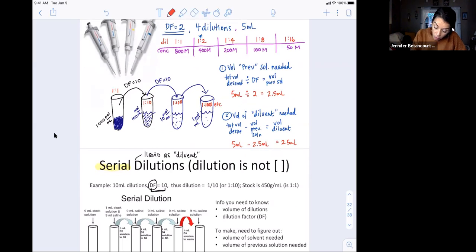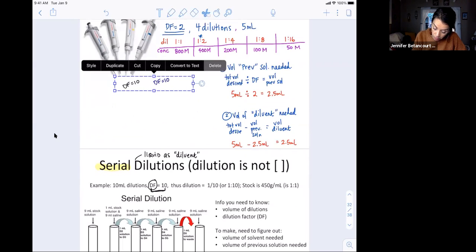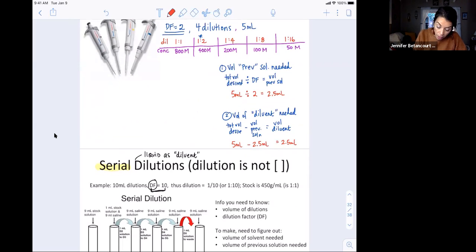Okay, so I'm going to go ahead and delete this little cartoon that I drew here so we have space. Delete. Okay, so let's go ahead and make this new DF of 2.